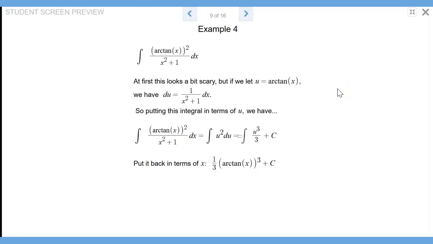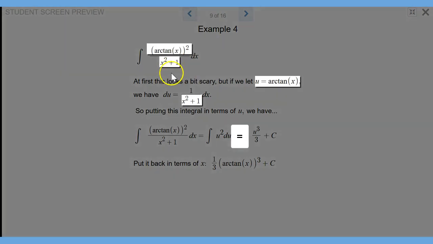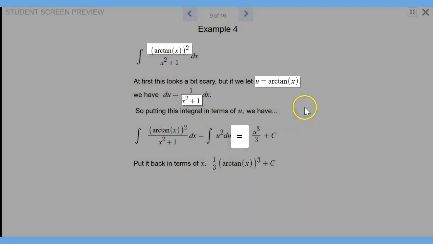Here's another example that looks really scary, but it's not, because look at each part of the function. So if you look at arctangent, if we let u equal arctangent x, we need to find the differential. Then du is the derivative of arctangent, which is 1 over x squared plus 1 times dx. But look what those other parts of our integral are. So that's perfect.